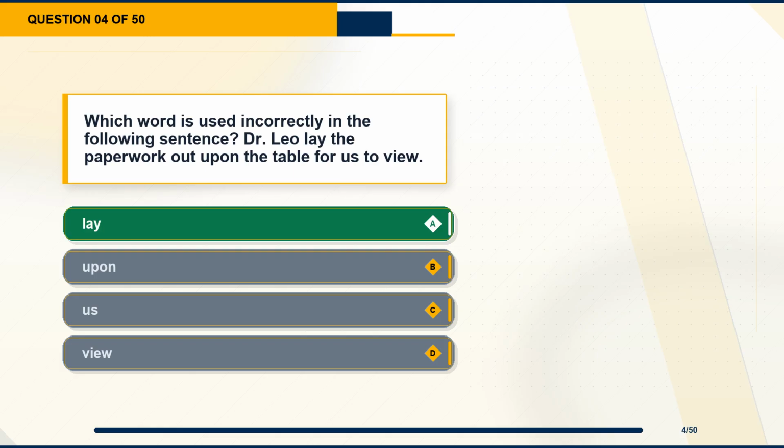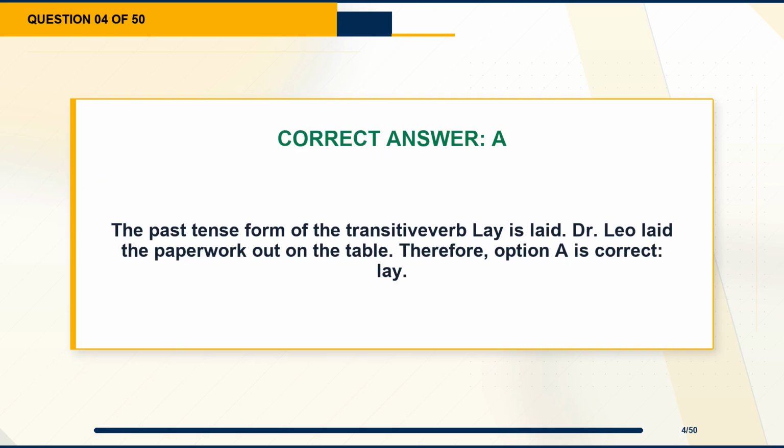The correct answer is option A, lay. Explanation. The past tense form of the transitive verb lay is laid. Dr. Leo laid the paperwork out on the table. Therefore, option A is correct, lay.